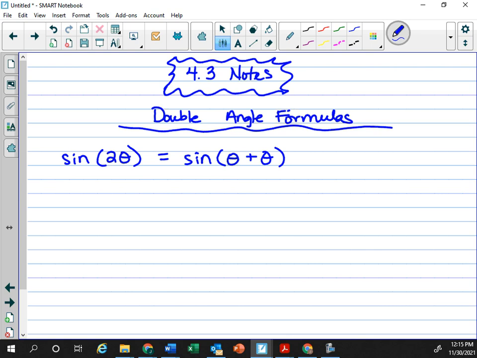Okay. All right, you should know the formula for sine of theta plus theta. What could that turn into? It's sine theta cosine theta plus cosine theta sine theta. Kind of weird, right? You end up with sine of theta, cosine of theta, plus sine of theta, cosine of theta. Okay. So that is your first double angle formula. It is 2 sine of theta, cosine of theta.